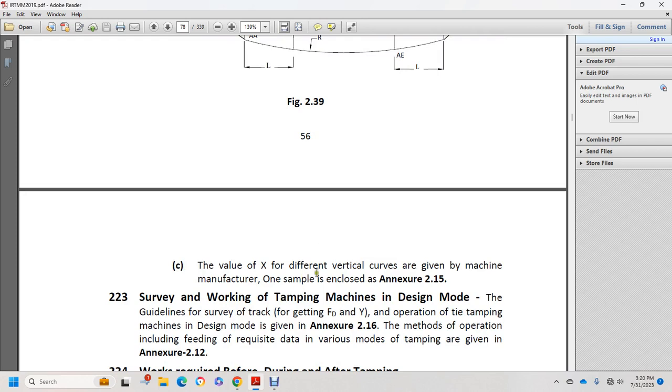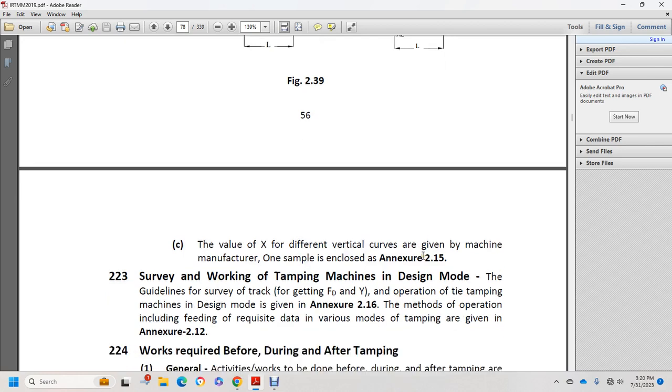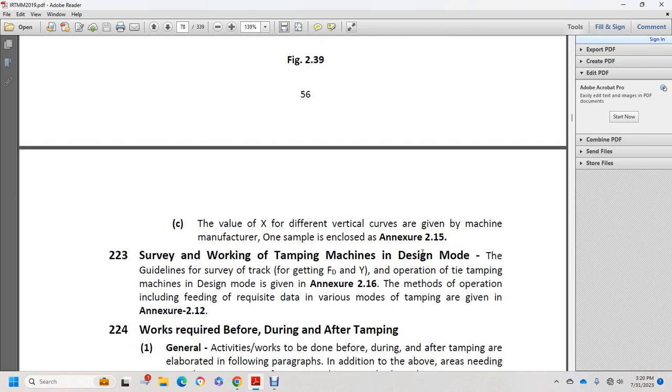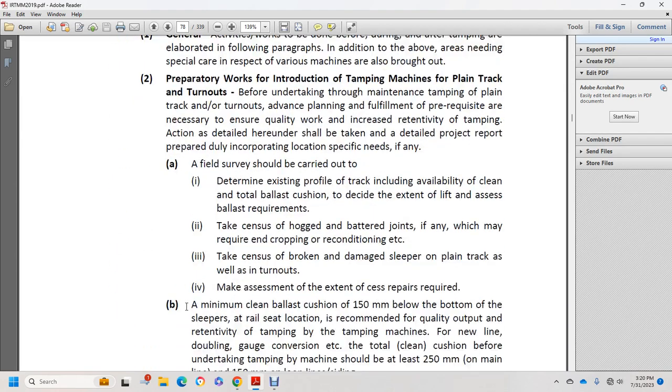Alright, the value of the X for different vertical curves are given by the machine manufacturer, one sample is included in annexure 2A15. 2.23: Survey working, tamping machines design over the guidelines. Survey with the track with the feature for getting the FD and Y operation, tamping machine with the design method mode given in annexure 216, with the method operation including the feeding of the requisite data. The various modes of the tamping are given in annexure 212.